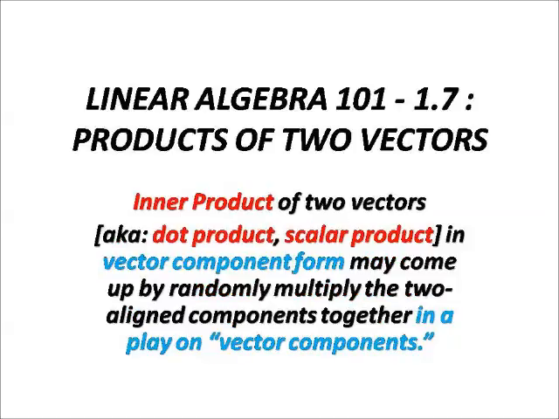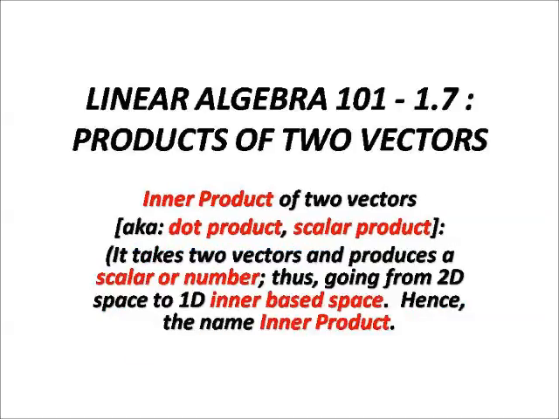Inner product of two vectors may come up by multiplying the two aligned components together in a play of vector components. Later on we will form the inner product. Inner product of two vectors takes two vectors and produces a scalar or number, going from 2D space to 1D space. Hence, the name inner product.